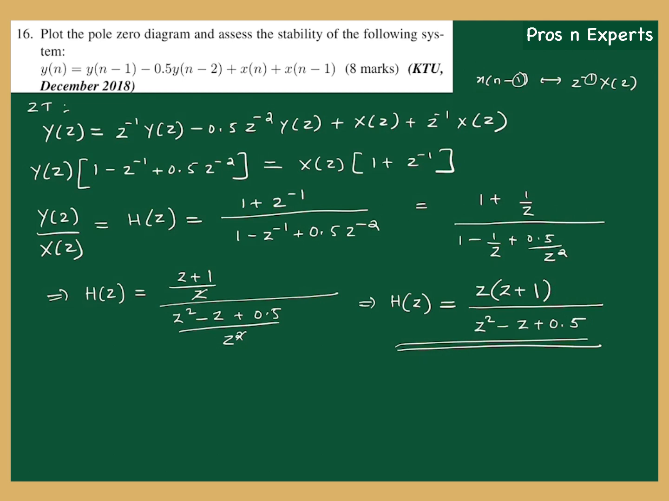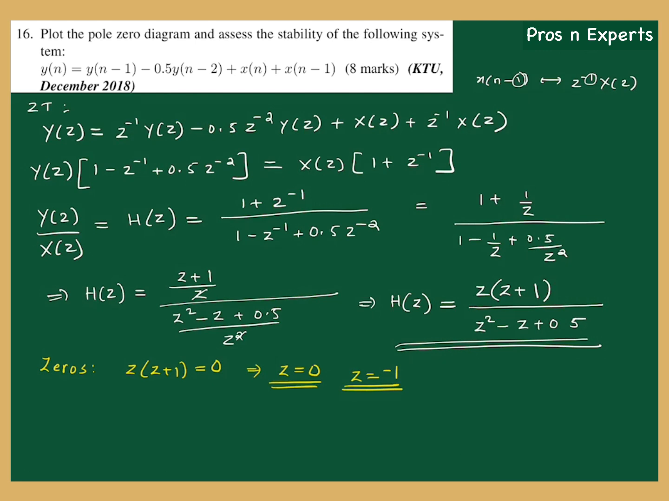Zeros are whatever particular values of z that make this numerator equal to 0. So I can write zeros of the transfer function: z into z plus 1 equal to 0. That implies either z equal to 0 or z equal to minus 1. So both of these are the zeros of this transfer function. Okay, so we got the zeros.